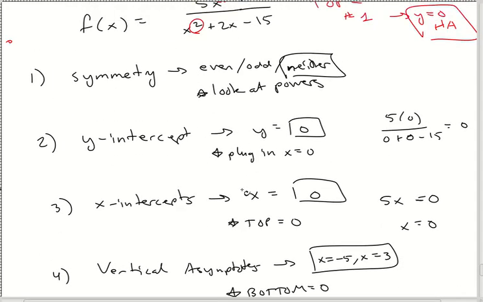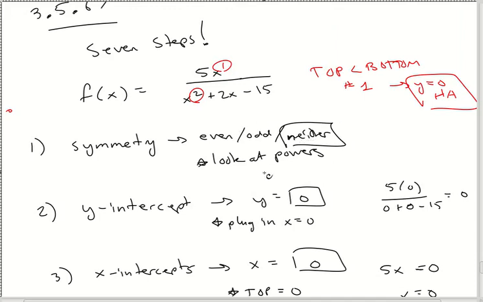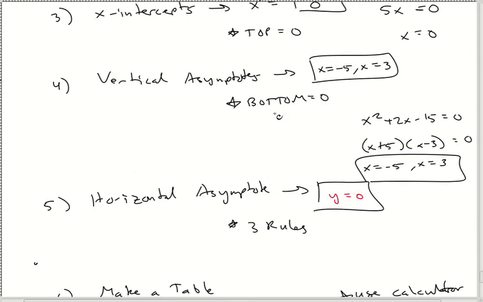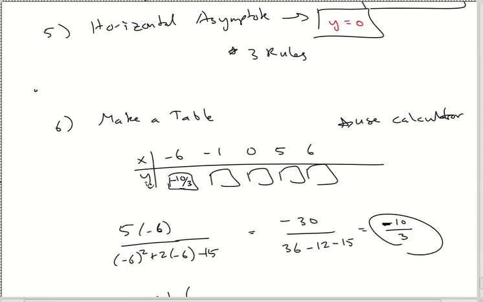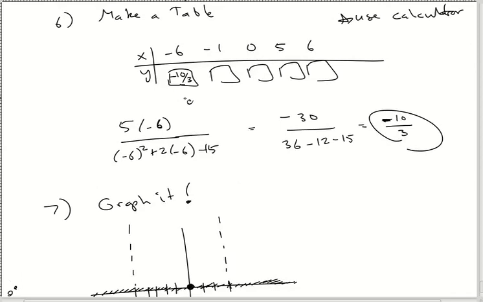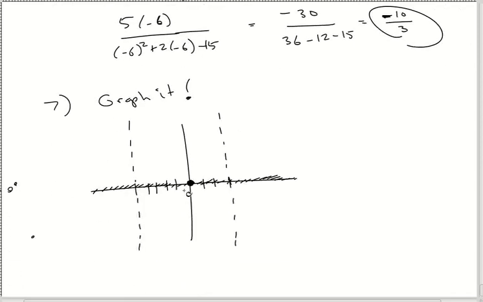Let's see here. Neither, so we don't have any kind of symmetry. Yeah, okay. We already used those. Oh, we got a table. I guess we can use a table to help us out. So using a table here, I would say negative 6, negative 10 thirds.